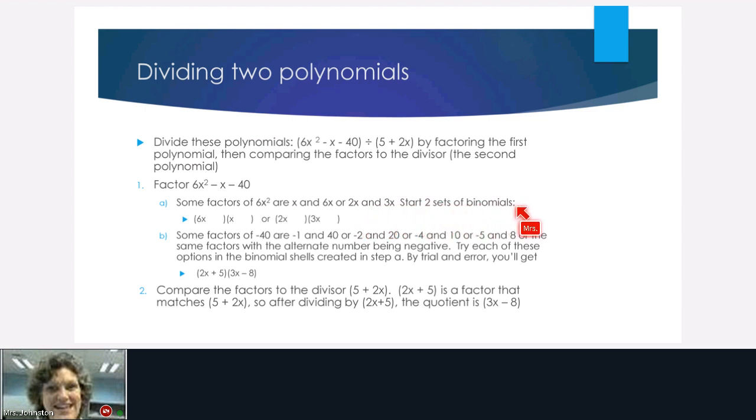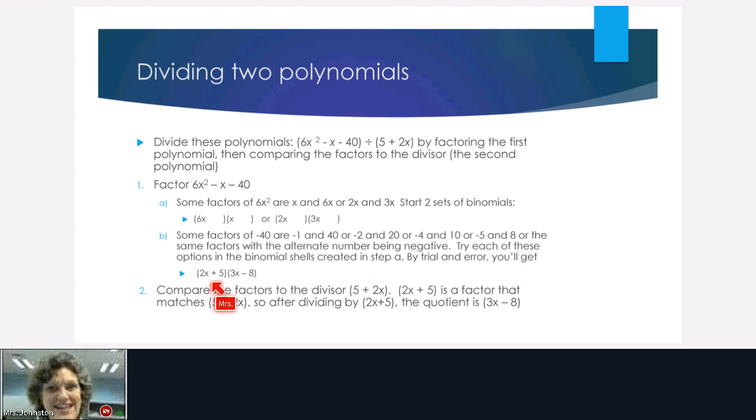So I'm going to start two sets of binomials with those two, and I don't know which one's going to work, so I set up two of them. I've got one with 6x and x, and one with 2x and 3x. Some factors of negative 40 are negative 1 and 40, or negative 2 and 20, or negative 4 and 10, negative 5 and 8. Oh my goodness, there's so many. So I could also switch those around to make them 1 and negative 40, or 2 and negative 20. So I'm just going to try some of these out in a little guess and check way.